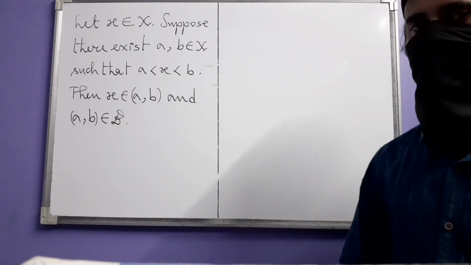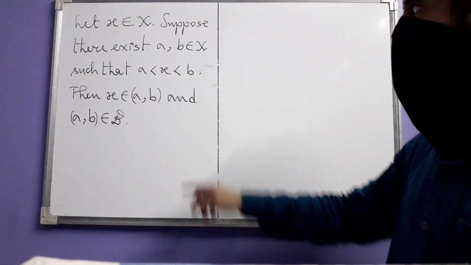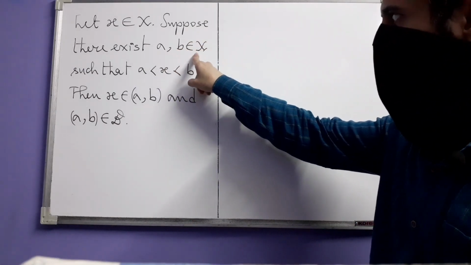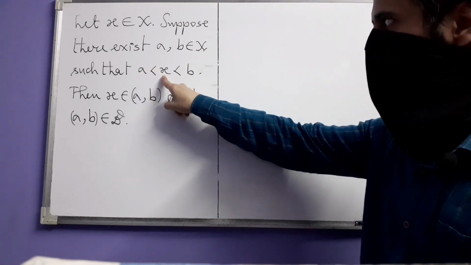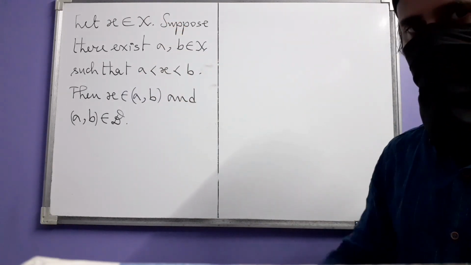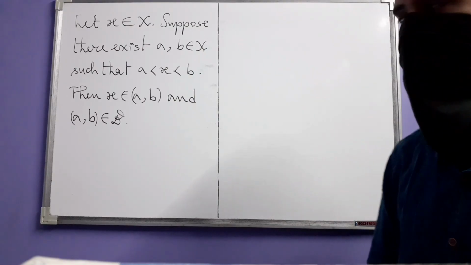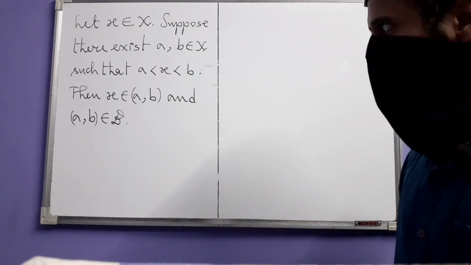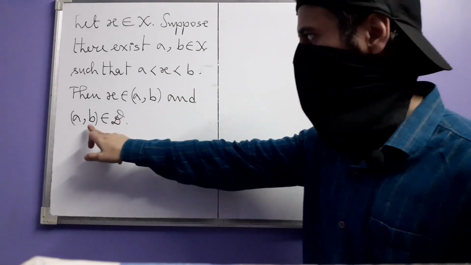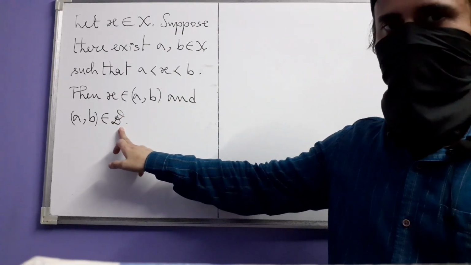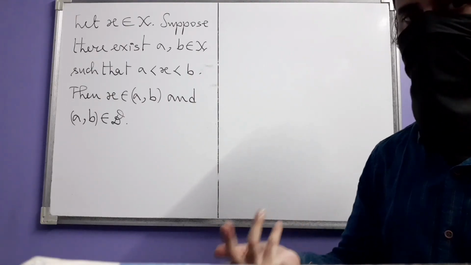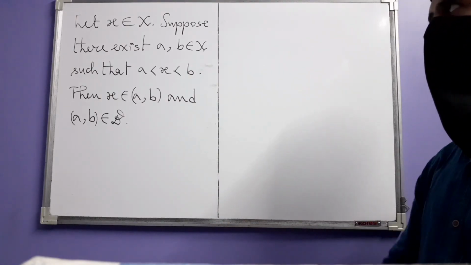Now, several cases will arise. Suppose we can find elements A and B in X such that A is less than X, your chosen X, and X is less than B. So X lies between A and B in this manner. Then obviously X belongs to this open interval (A, B), which is of course an element in our collection. So in this case, we are getting what we want, but there are other cases.